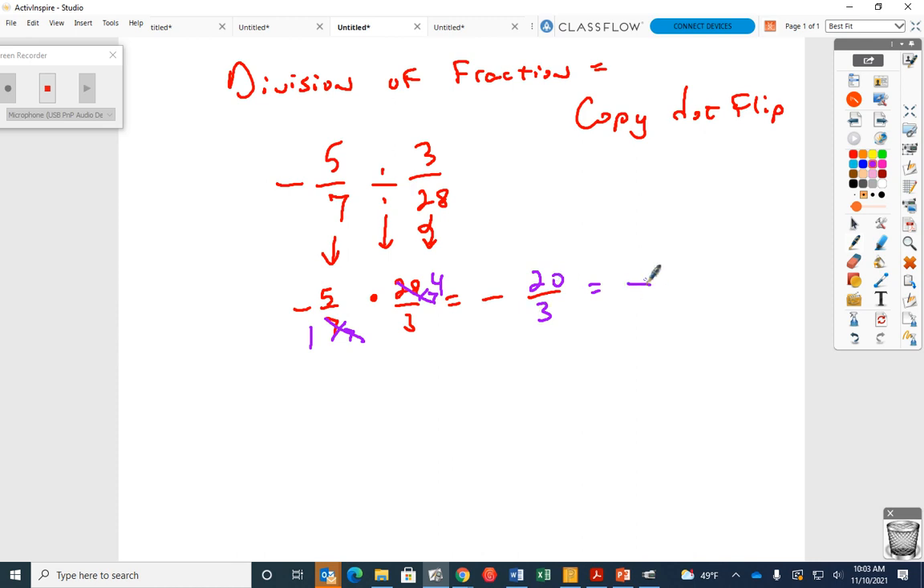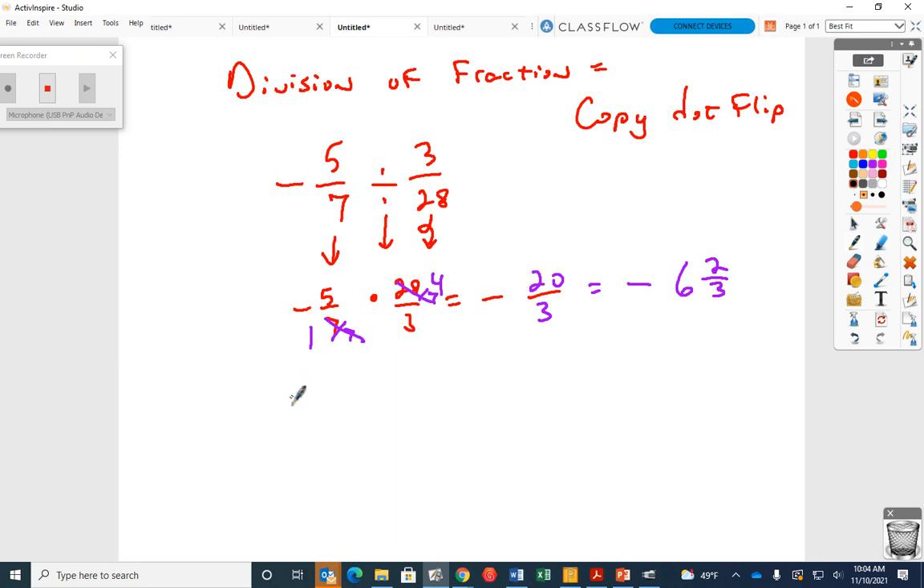How many 3's going into 20? 6. And if I take 6 3's out, that's 18. What's left from the 20? 2. Over 3. Now, if I look at this, can I simplify this any further? No. That's my answer, right? Okay, let's try another one.